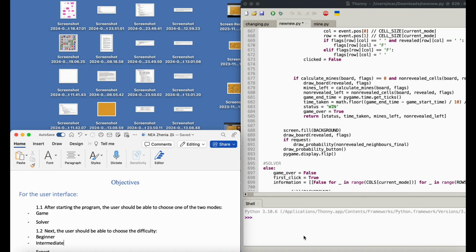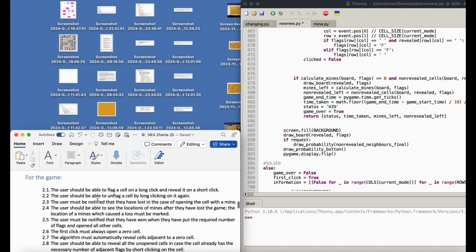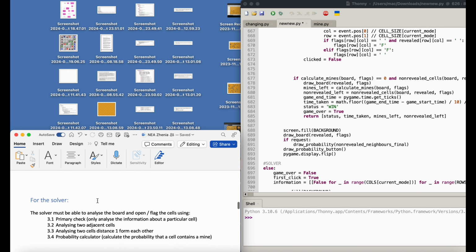Video from my computer science NEA, which is the Minesweeper game and solver. Now I'm going to go through the objectives which I set up at the beginning of the project and compare them with the final project. I separated the objectives into three categories, which are the user interface objectives, the game objectives, and the solver objectives.